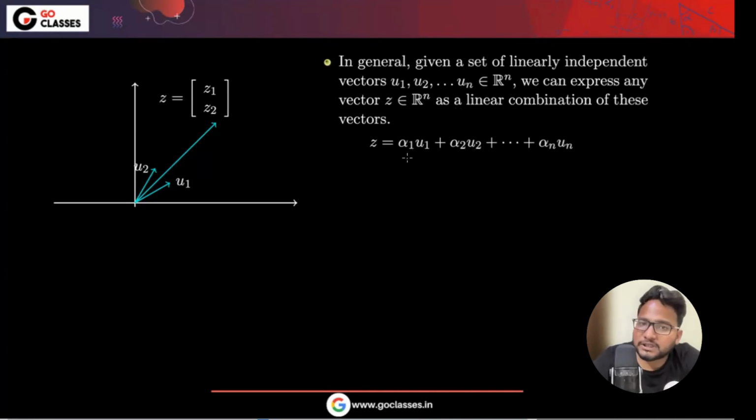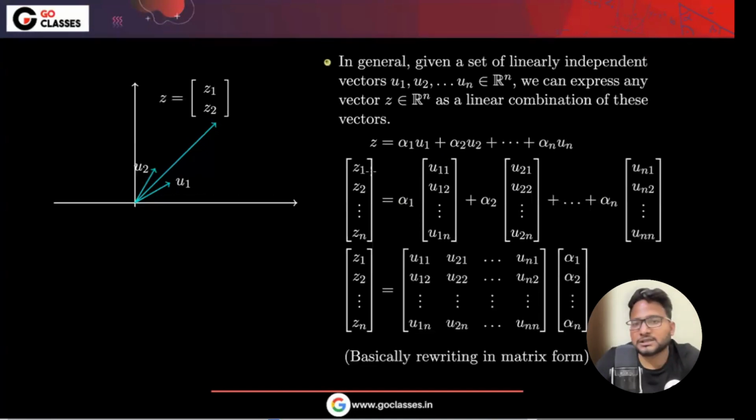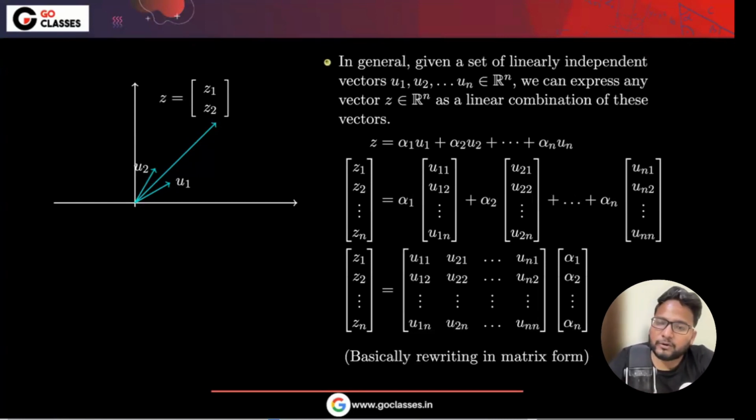Where alpha 1 is a scalar or a vector? What do you think? This is definitely a scalar. This is definitely a vector. Okay, cool. So let's first write it in the vector notation, and then we are rewriting it in the matrix notation. Is this fine to everyone?